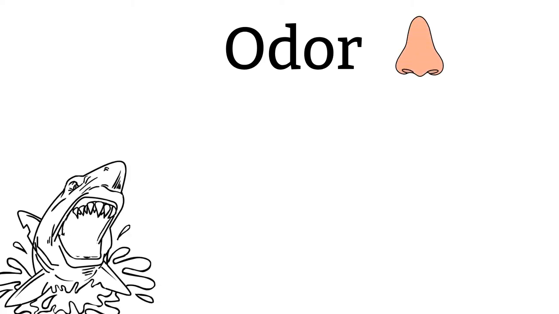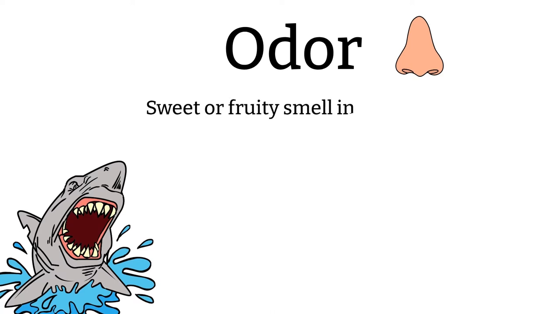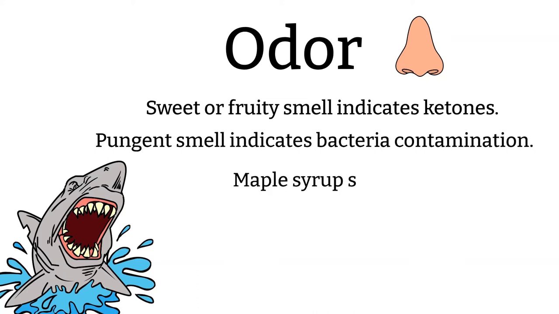Odor. Your urine odor can tell a bit about your health as well. Were you surprised? I was when I first learned about it. Here are some examples of what I'm talking about. For example, if your urine smells sweet or fruity, it suggests that the urine has ketones present. If your urine smells very pungent, it may contain bacteria. And here are a few more examples.